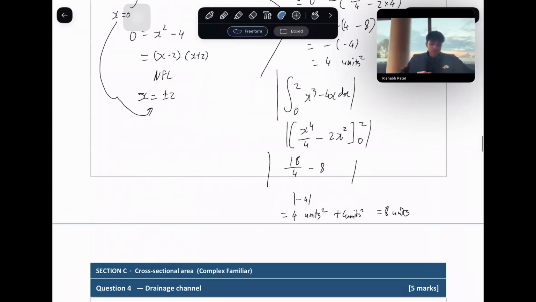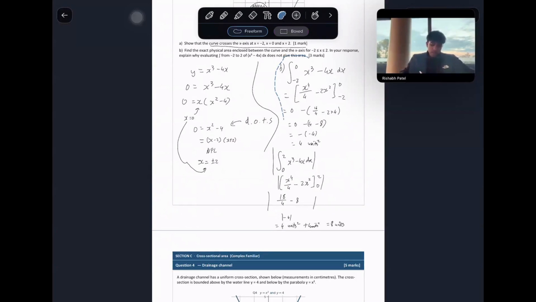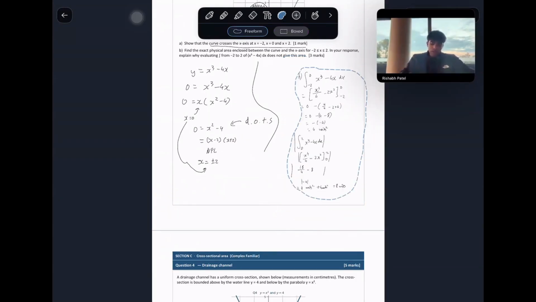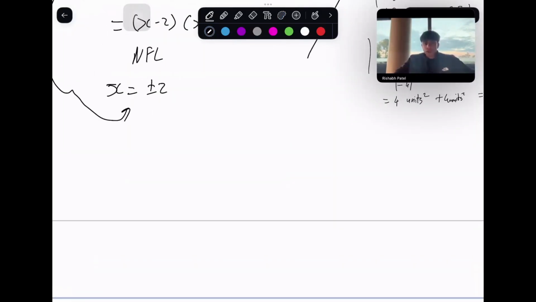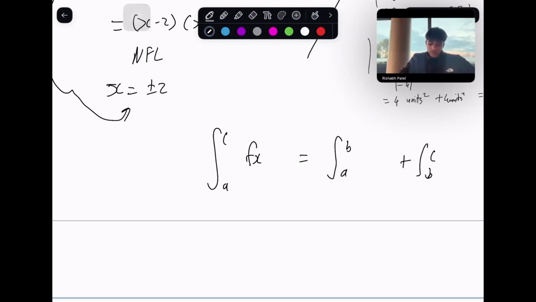Side note, the reason this works is because of an integration law that they probably did teach you at the beginning. We'll revise it in case you haven't heard of it. It's essentially that the integral from a to c of f of x is the same as the integral from a to b plus the integral from b to c of f of x, given that a is less than or equal to b, which is less than or equal to c. So that's kind of what we did there.